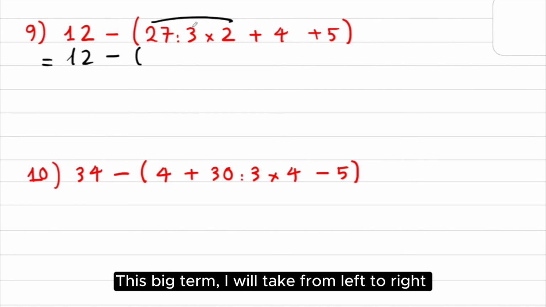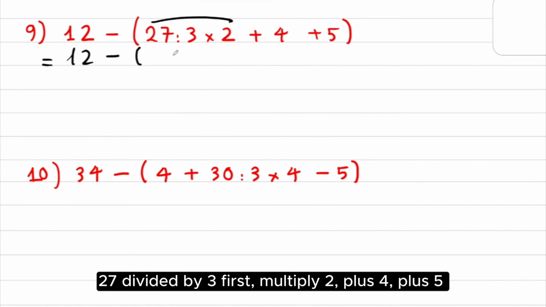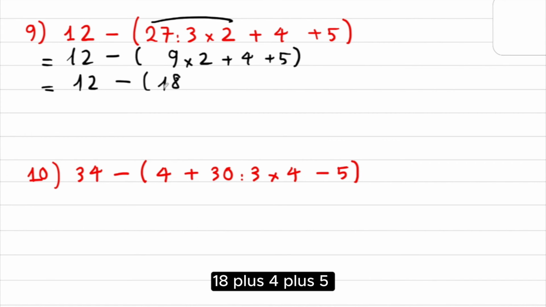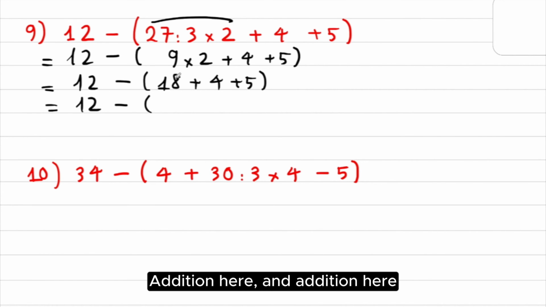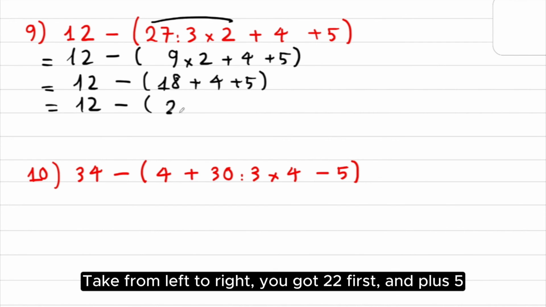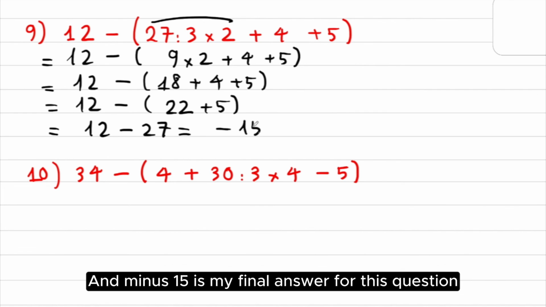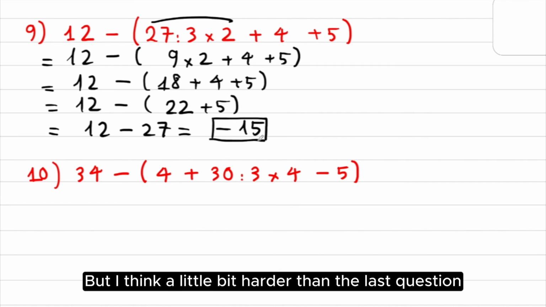Okay, 12 and repeat, minus and repeat. This big term I will take from left to right. 27 divided by 3 first, multiply 2, plus 4 plus 5, and then you have 12 minus this. The multiplication I take first, 18. Okay, plus 4 plus 5. 12 minus, with addition here and addition here, take from left to right. You get 22 first and plus 5, and then 12 minus 27 is minus 15, my final answer for this question. Okay, that should not be difficult, but I think a little bit harder than the last question.